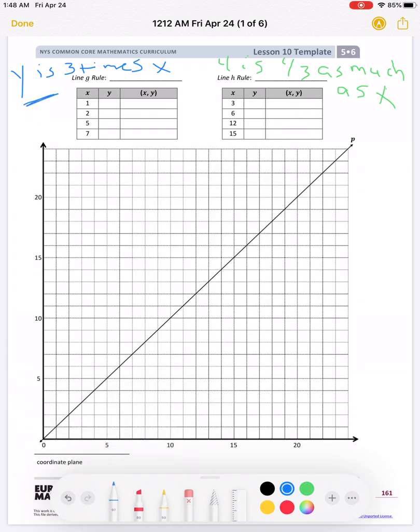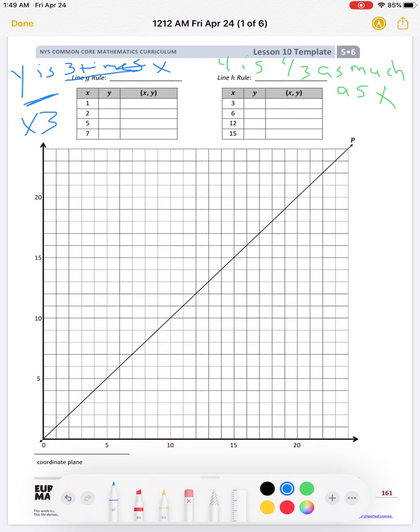Okay, here we have y is 3 times x. So it's pretty simple. What kind of math is 3 times x? That means multiply. Very good. So y equals 3 times x, which means x times 3 equals y. So I'm going to write the rule, times 3, here. Let's get the relationship between the x and y coordinates.